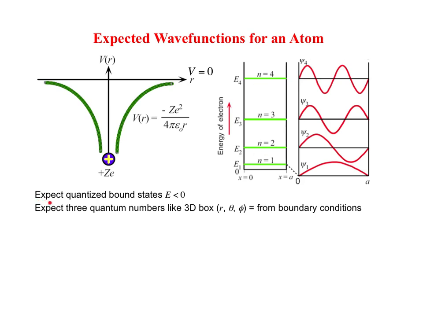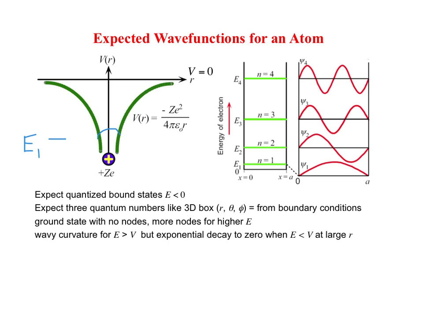Thus, we will be interested in finding the quantized bound states for energies less than 0, and we expect to find 3 quantum numbers like we did for the 3D box, based on the boundary conditions from r, theta, and phi. We expect that our lowest energy wave function, or n equals 1 state, to be the smallest wave that fits within the bounds, as we found with the particle in a box. So for our ground state energy, say here, we expect that our ground state wave function for energy greater than V should look something like that.